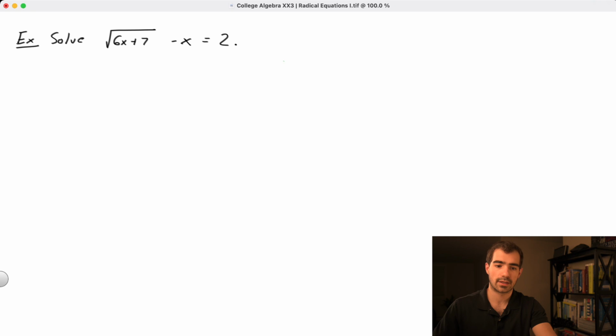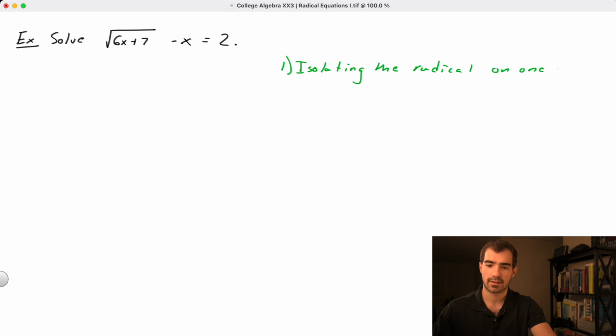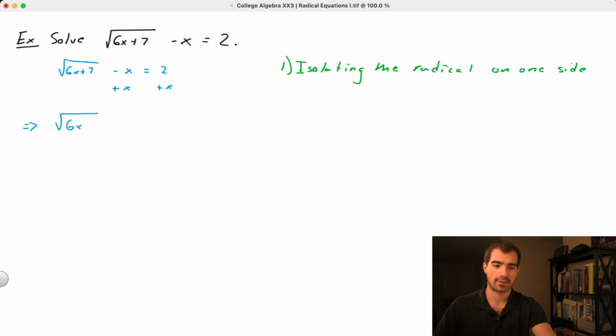And so we'll start here by isolating the radical on one side. So in this case, if we start with the square root of 6x plus 7 minus x equal to 2, we can add x to both sides. This gives us the square root of 6x plus 7 on the left equal to x plus 2 on the right.